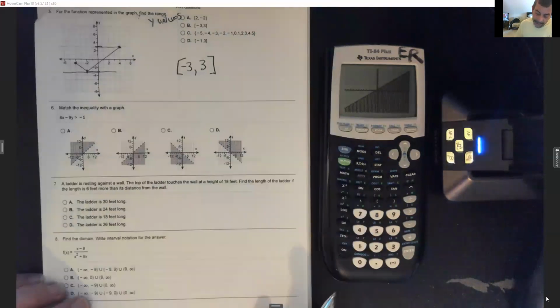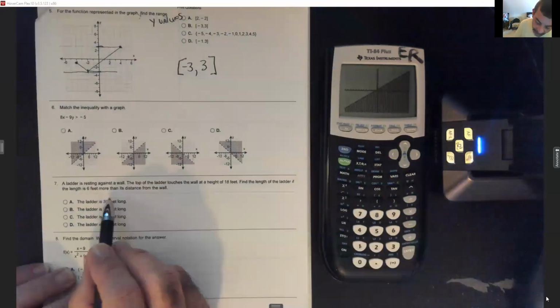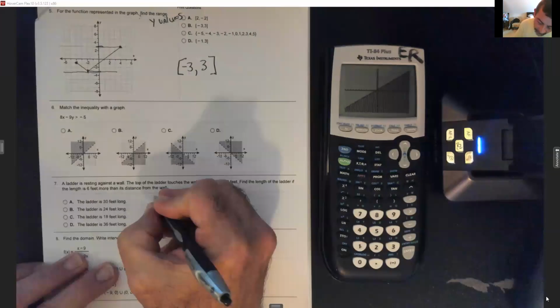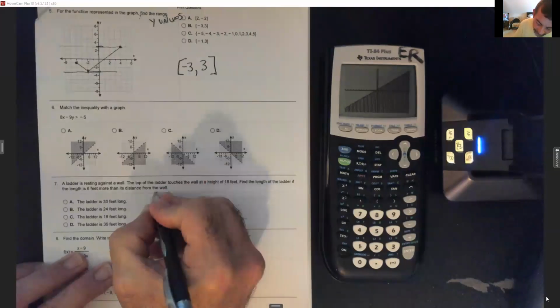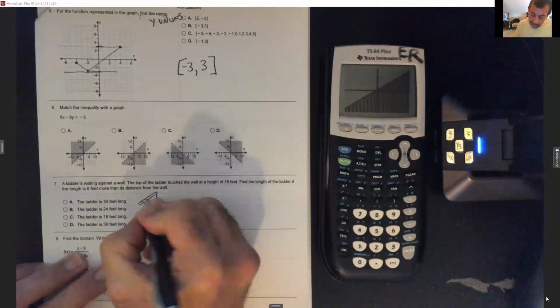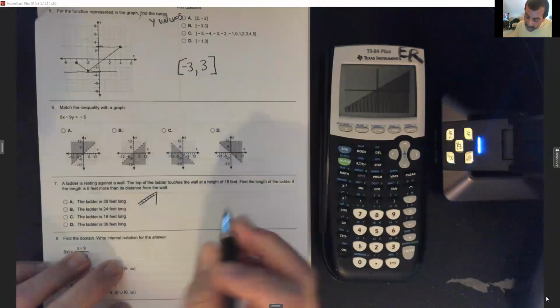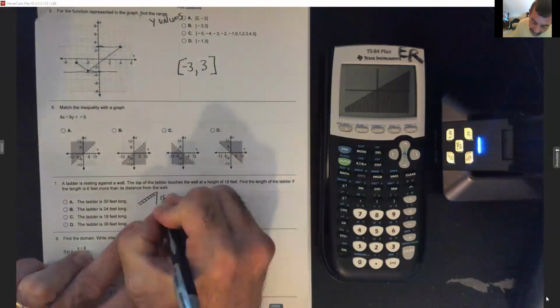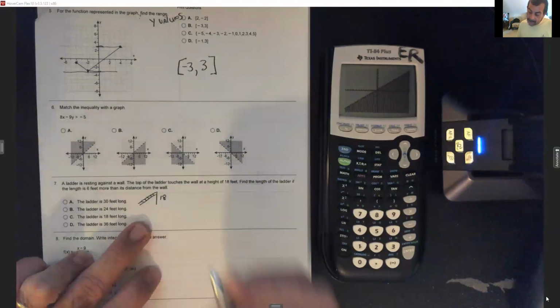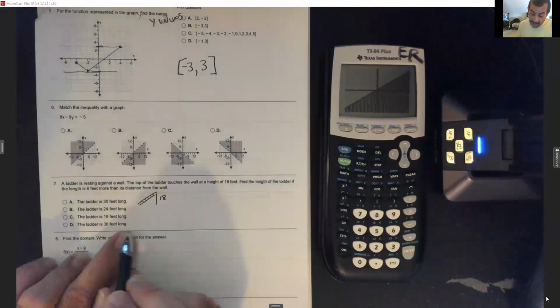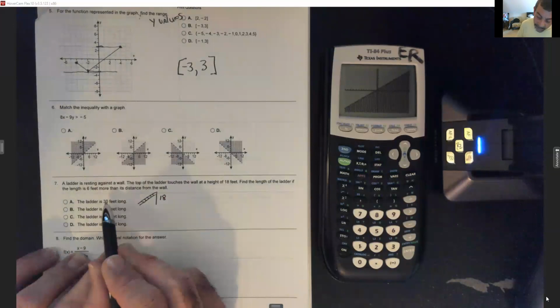All right, y'all, number 7. A ladder is resting against the wall. So here's my wall, and I got a ladder resting against it. The ladder touches the wall at a height of 18 feet. So that's 18 feet where the ladder touches. Find the length of the ladder if it is 6 feet more than the distance from the wall.